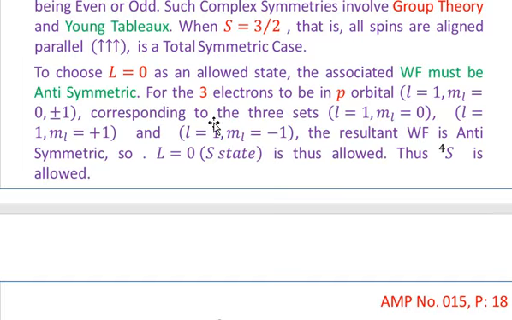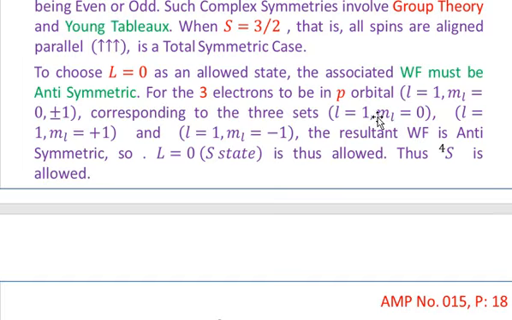Let's see. For the 3 electrons to be in the p orbital, the first state could be L equal to 1, with ML equal to 0, plus or minus 1. That is, I can write 3 possible combinations or 3 sets: L equal to 1, ML equal to 0; L equal to 1, ML equal to plus 1; L equal to 1, ML equal to minus 1. The resultant wave function is antisymmetric.